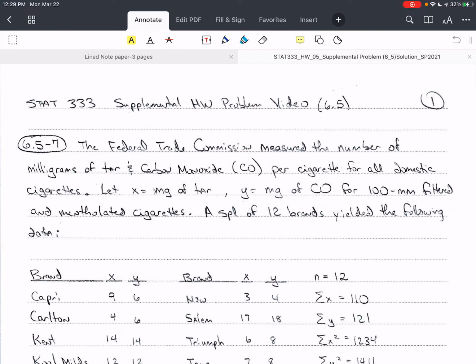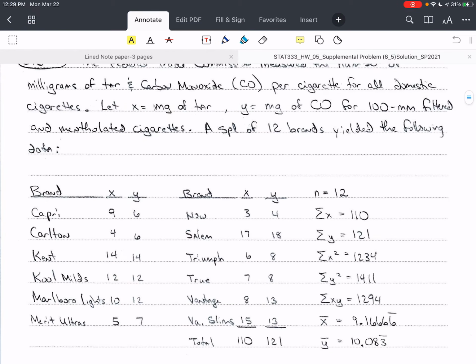All right, in this video we're going to do a supplemental problem. This is not in the homework set, but it's very like the assigned homework problem so that you can get an idea of how these should be answered. So I've copied down the whole question for you. This is number 6.5-7, and I've put in the data too.